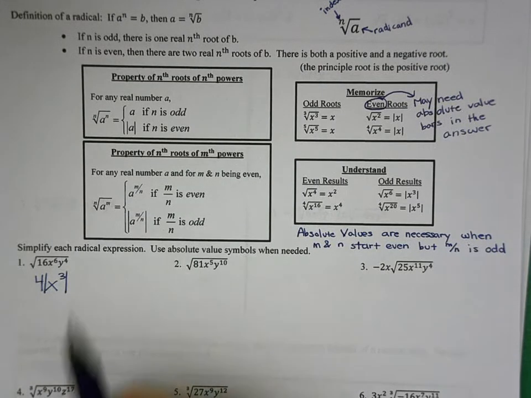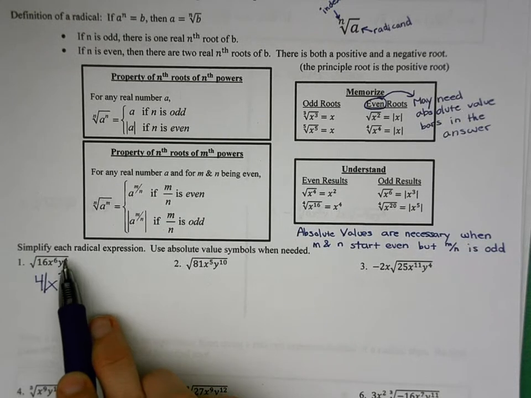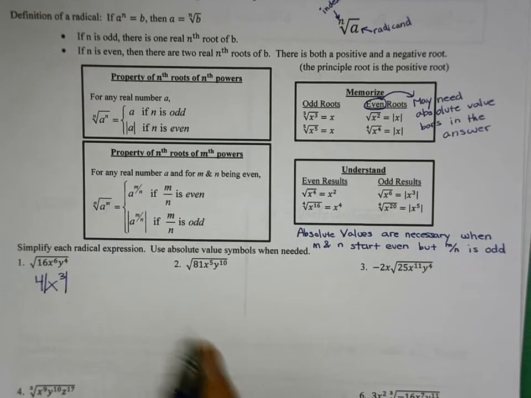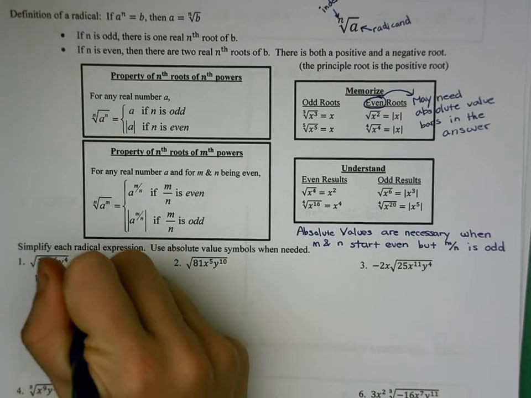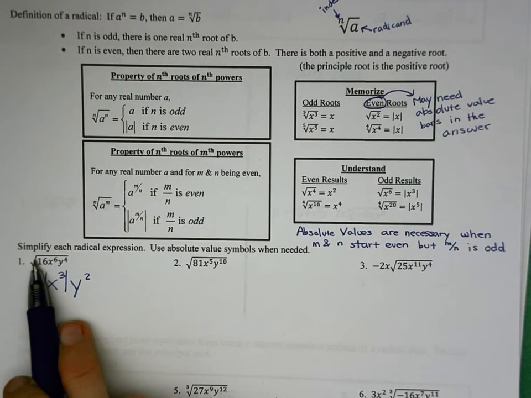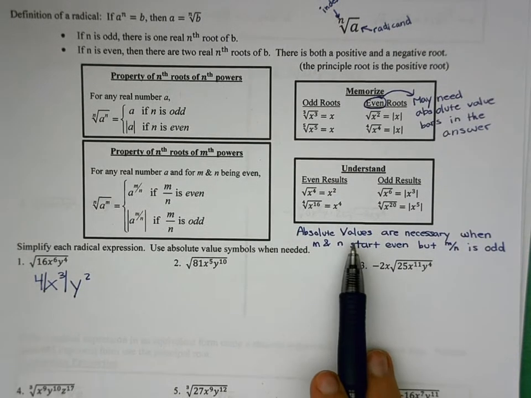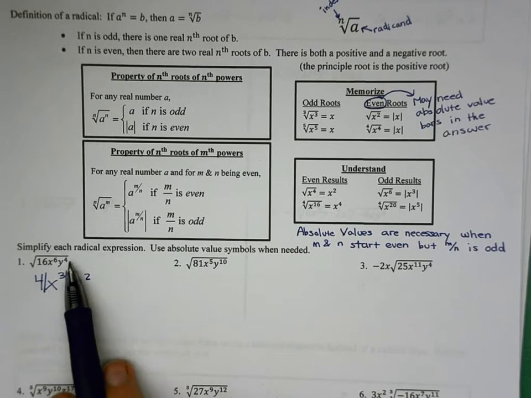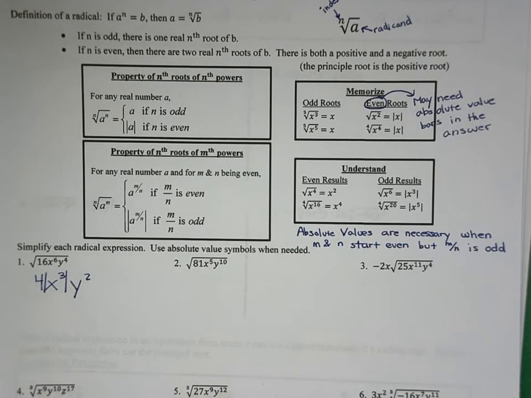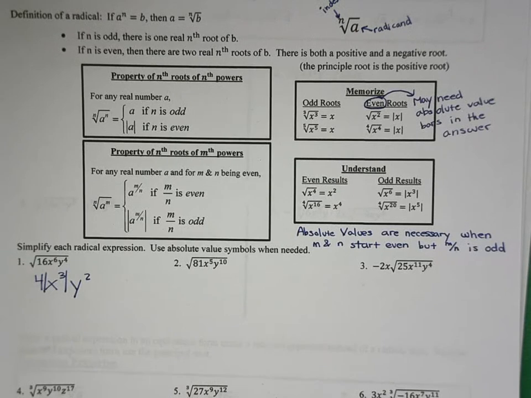Next up, m over n, the square root of y to the fourth, 4 over 2 would be squared. We have even index and even power, so we'd be looking to see, do I need absolute value bars? But again, you only need absolute values when you have an even index, even power, and you end up odd. Well, my final answer here was even, so I'm good to go.